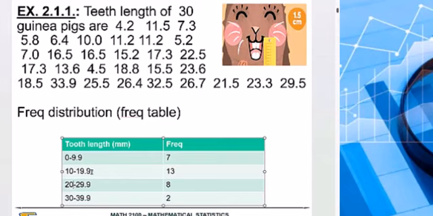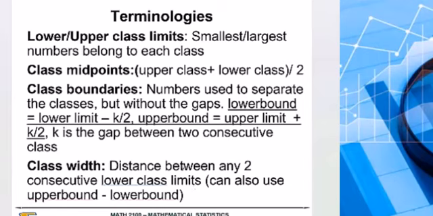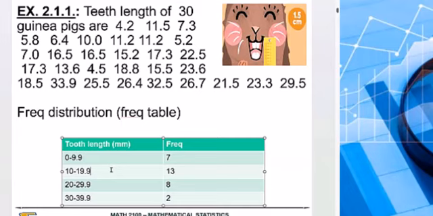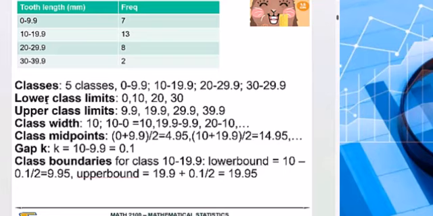You can also use two consecutive upper limits as well. So 19.9 subtract 9.9, 29.9 subtract 19.9, 39.9 subtract 29.9. It all gives you 10. Don't use the upper limit subtract the lower limit, because it will give you 9.9, which is the wrong answer. So remember, it's the distance between any two consecutive lower class limits. You can also use upper boundary subtract lower boundary. After you calculate the boundary, for example, for this class in the middle, 9.95 to 19.95, you subtract them and you get 10.